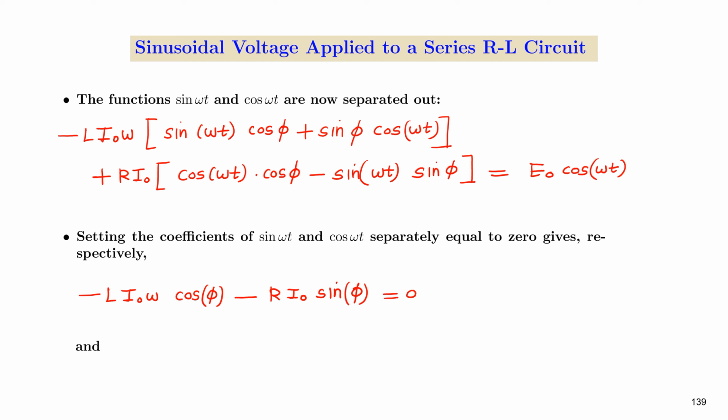and the second equation is negative of L I0 omega sin phi plus r I0 cos phi minus E0 equal to 0. We'll keep this as equation number 3 and this as equation number 4.